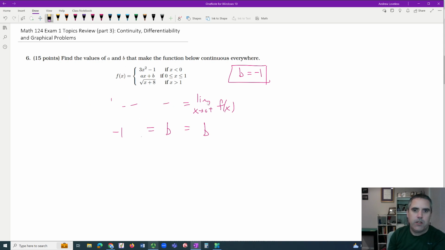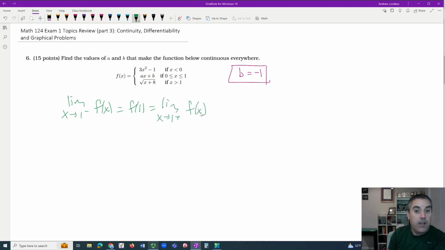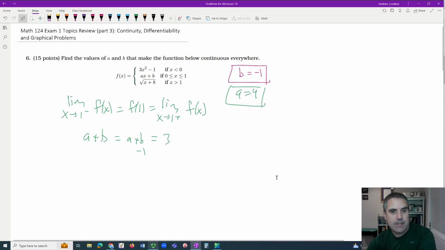Okay. What else can I say? Well, what about at 1? What's the limit as x approaches 1 from the left? And I need that to be f of 1. And I need it to be the same as the limit as x approaches 1 from the right. This question didn't mention differentiability, but you would first check this continuity. From the left, if you plug in 1, you get a plus b, because that's less than or equal. And then the other one, when you plug in 1, you get the square root of 9, which is 3. Since you know b is -1, that means a has to be 4. Okay, so that's a really fast question, as long as you know the idea if you're trying to get things to match up. Okay, let's move to the graphical questions.